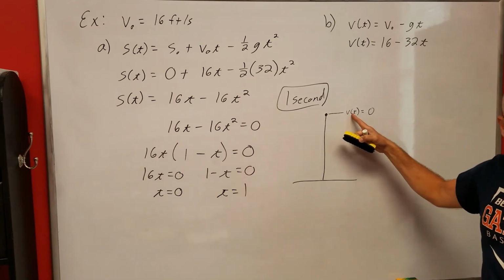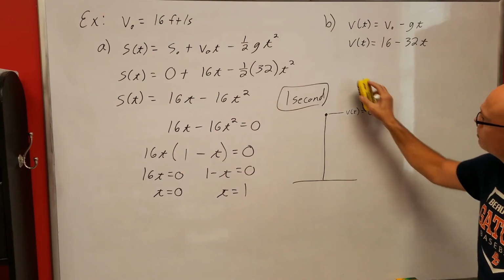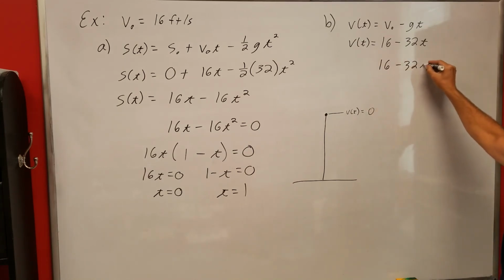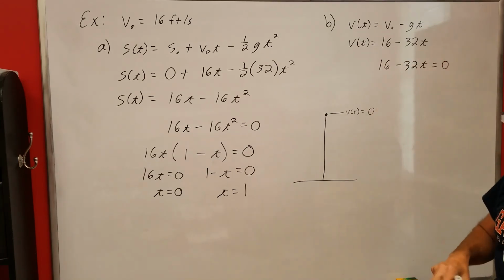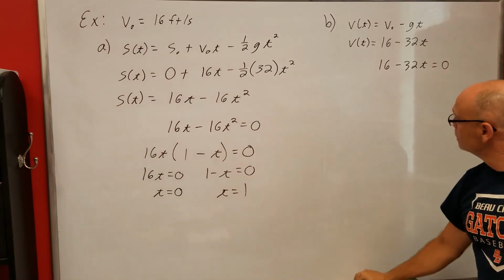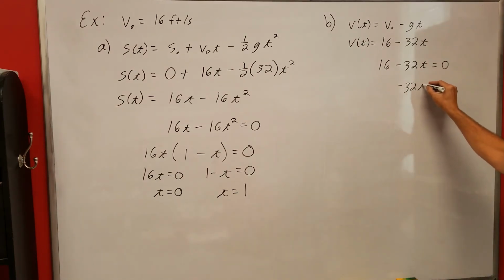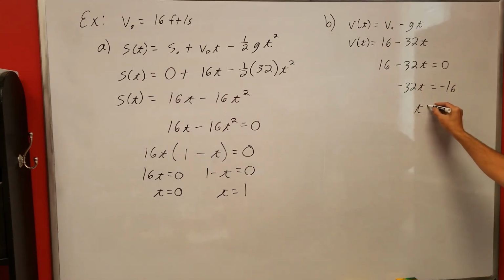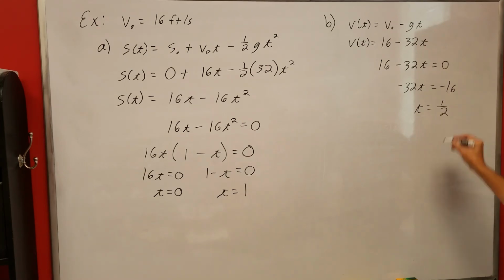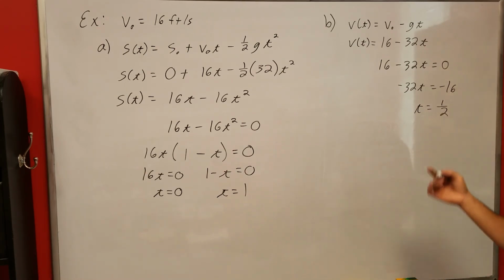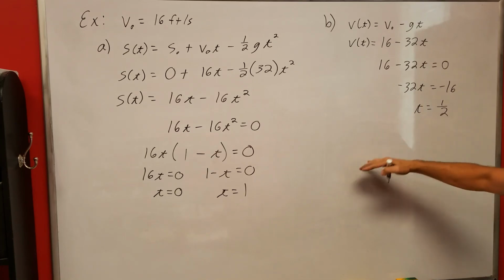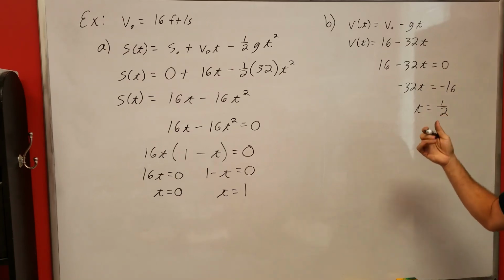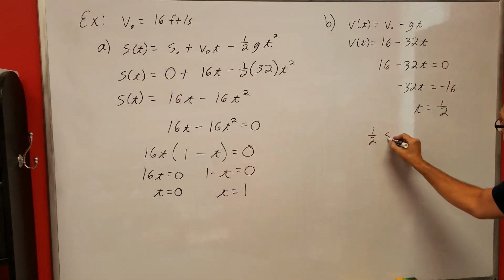What do I do with the velocity function? Set it equal to 0. So take 16 minus 32t and find out where it's equal to 0. Negative 32t is equal to negative 16. Divide both sides by negative 32, and what do I get? 1/2. So what does that mean? My velocity is 0 at 1/2 a second, or it stops moving upward at 1/2 of a second.